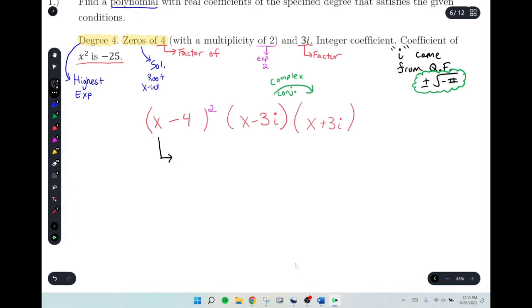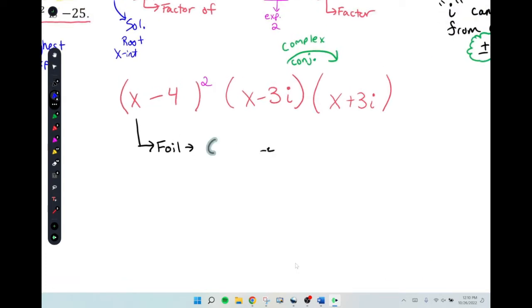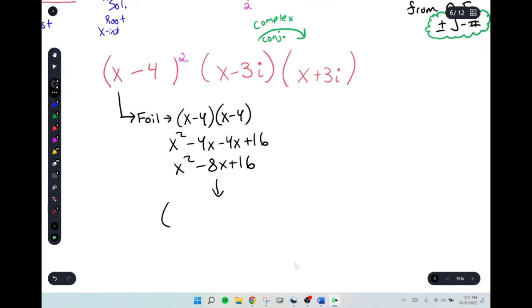So first things first, I'm going to do this one with FOIL, right? X minus 4 times x minus 4 is... I'm sorry, is it too small? I'll write bigger. X minus 4. X squared minus 4x minus... I hear you. X squared minus 8x plus 16. That's that first half. What about that second half?